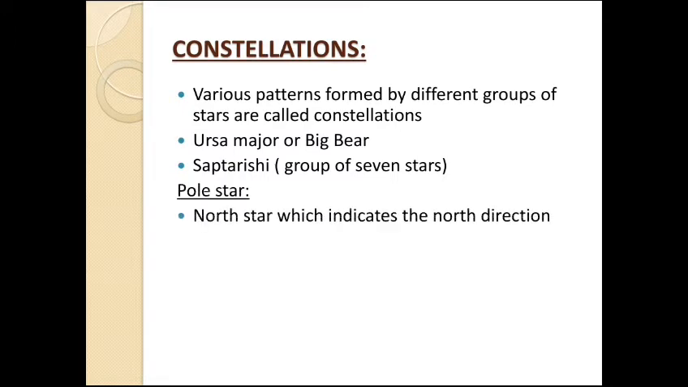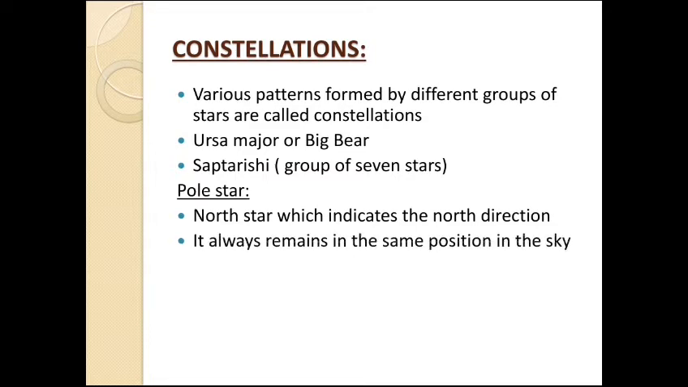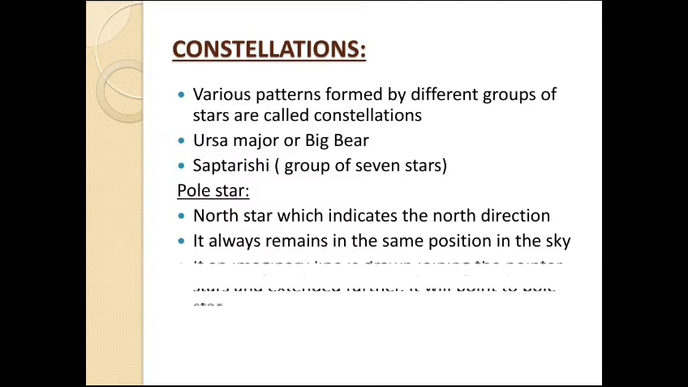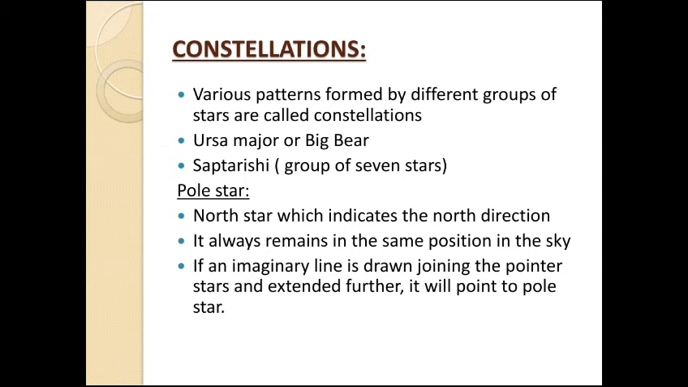In ancient times, people used stars to determine direction. An example is the pole star. The North Star usually indicates the north direction. And this pole star always remains in the same position in the sky. We can find the direction by drawing an imaginary line passing through the pointer stars. Pointer stars means stars in the same line. And when we extend that line further, we will reach the pole star.